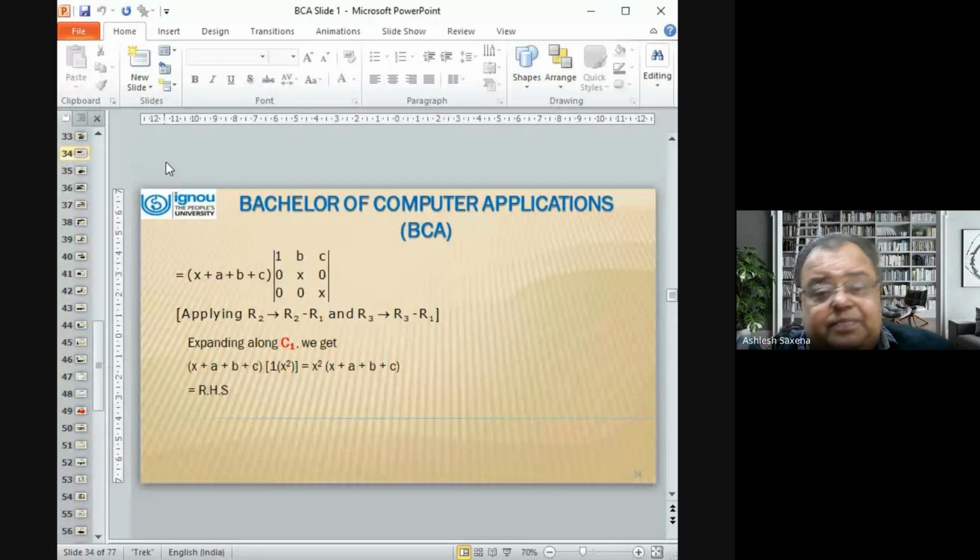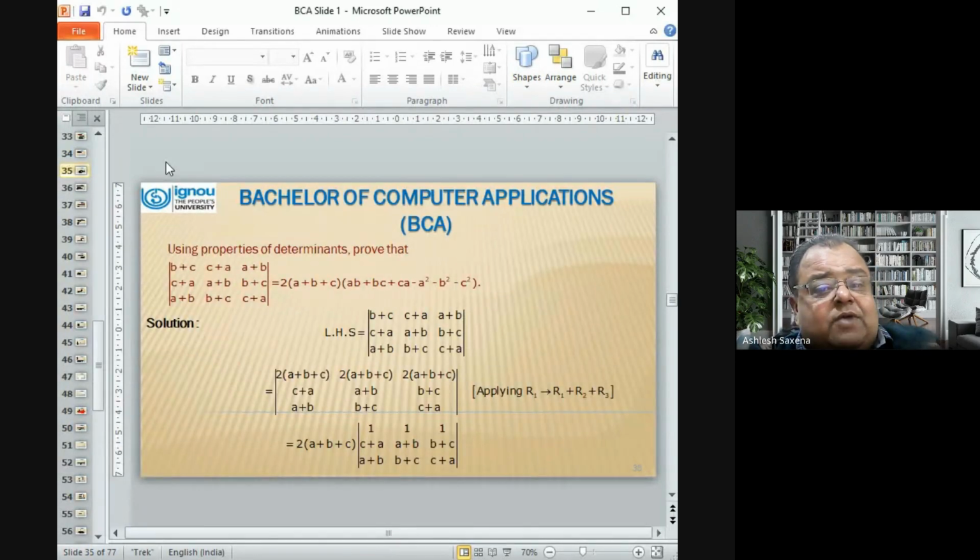Now moving further. Again, this is somewhat complicated. Here you can see that there are 3 columns, 3 rows, and different terms. Keeping an eye on the right hand side, I can see that there is a number a plus b plus c, as well as a product and a square. Now what to do?